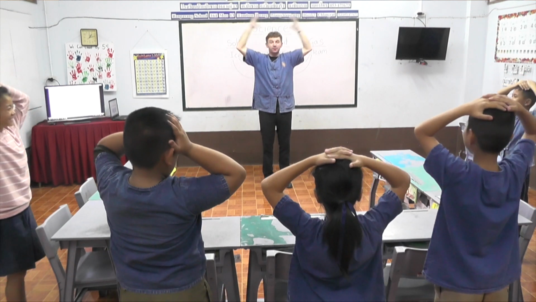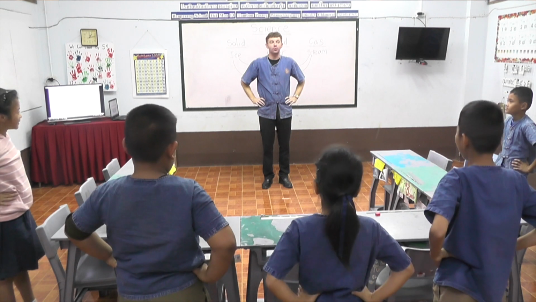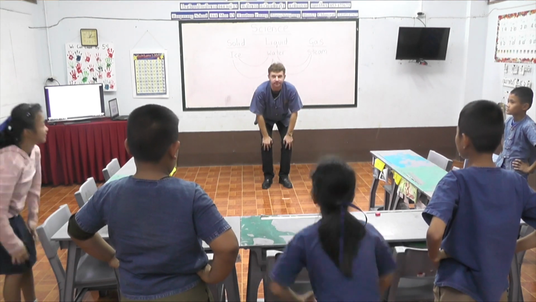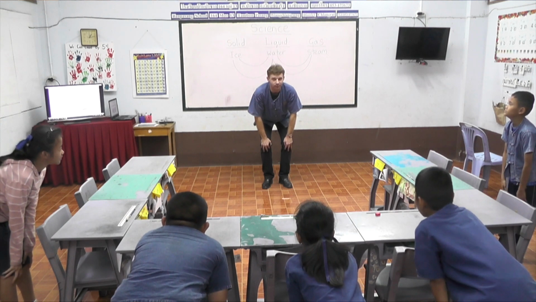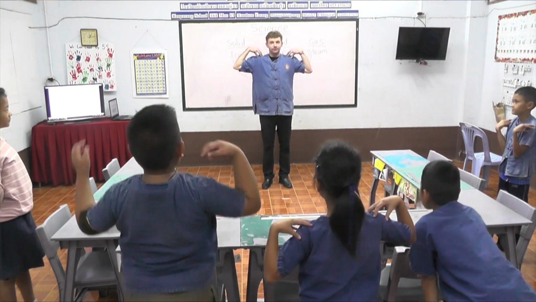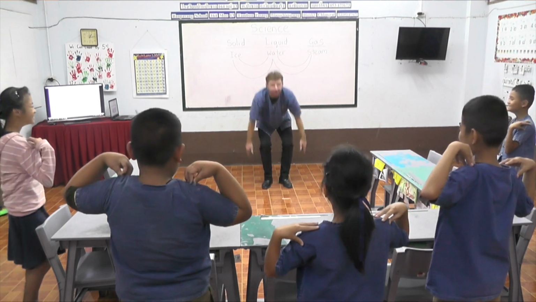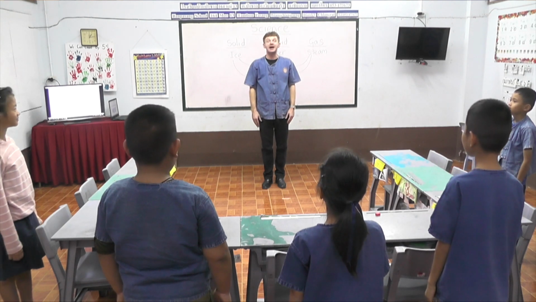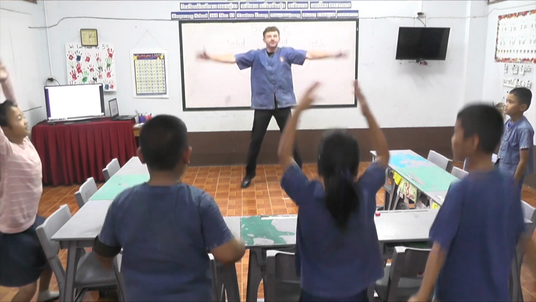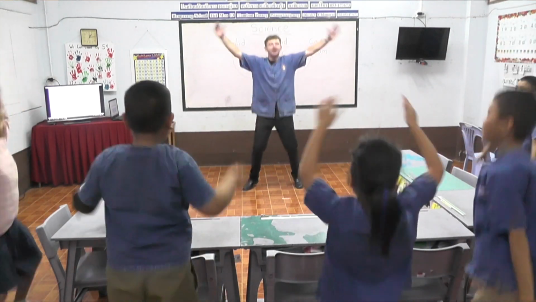Teacher says, put your hands on your hips. Put your hands on your knees. Put your hands on your shoulders. Touch your toes. Stand up straight. Five star jumps. 1, 2, 3, 4, 5.